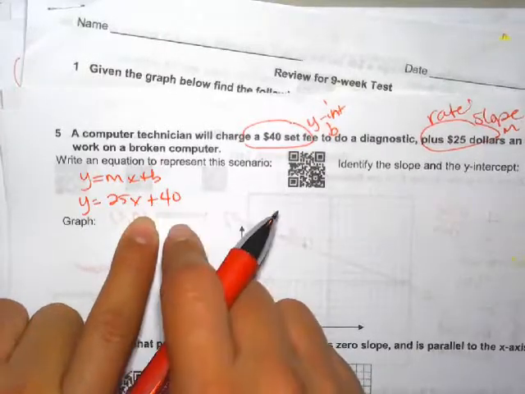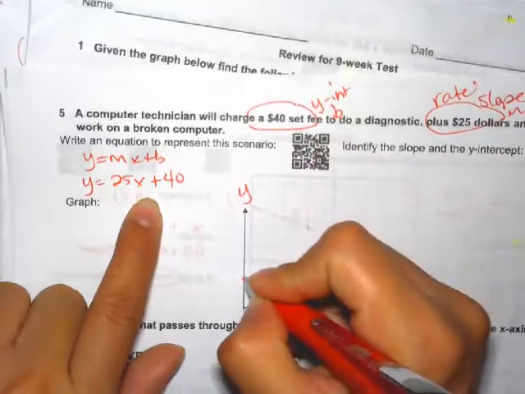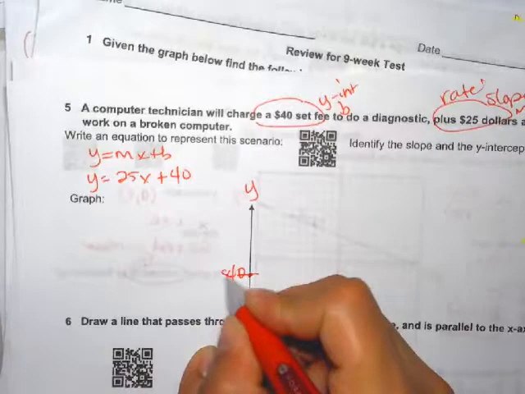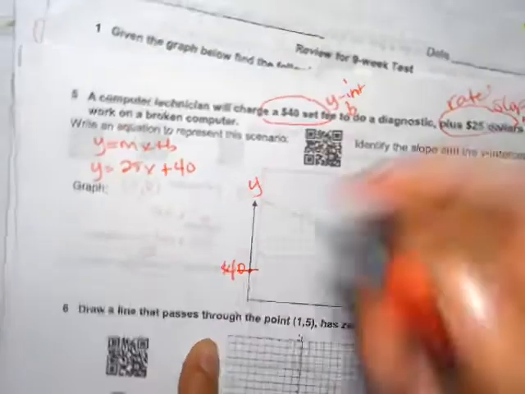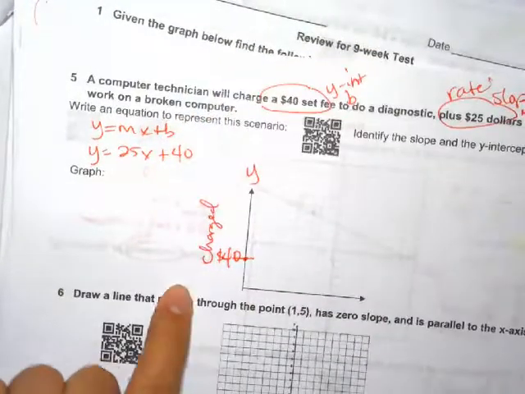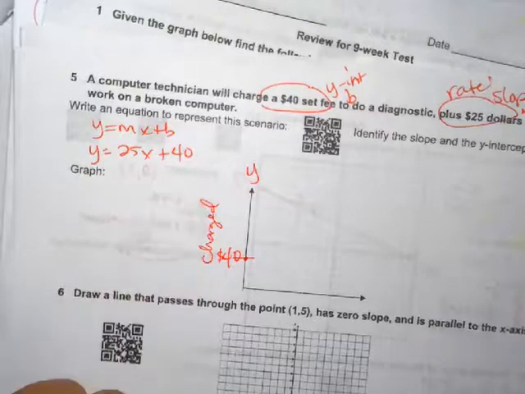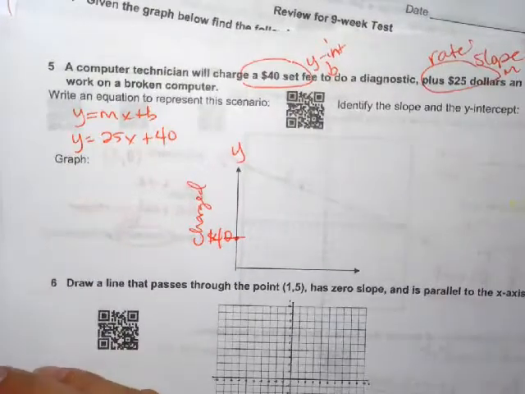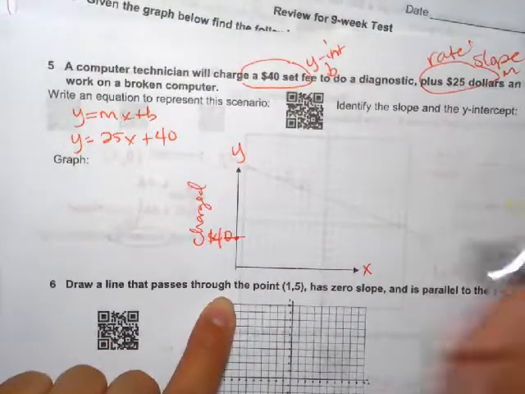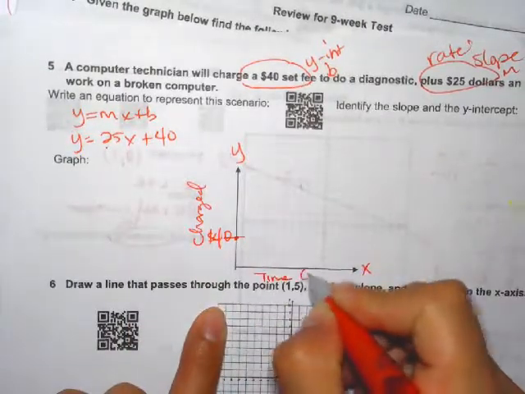So remember that. So if we're going to graph it, whatever my y-intercept is goes on the y-axis. And that's going to go here, $40. So if I know that this is money, then I can label it as money charge, or charge for diagnostics, or computer cost for repair. Alright, and then down here, the independent variable would have to be my x. If this is $25 per hour, then x is time in hours.